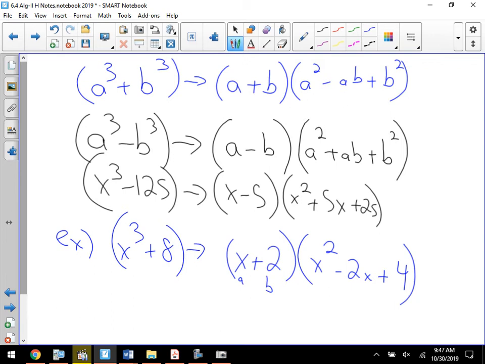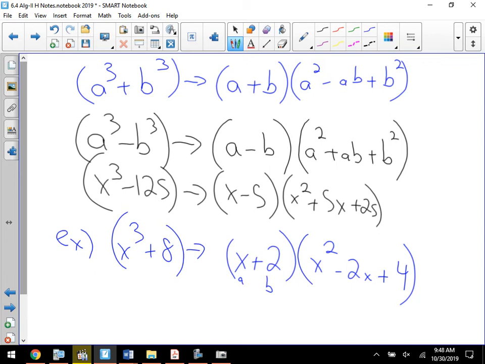So if we have a cubed plus b cubed, it's a plus b times a squared minus ab plus b squared. It's a cubed minus b cubed: same sign, change it, always positive. Okay? And that's how it would work.